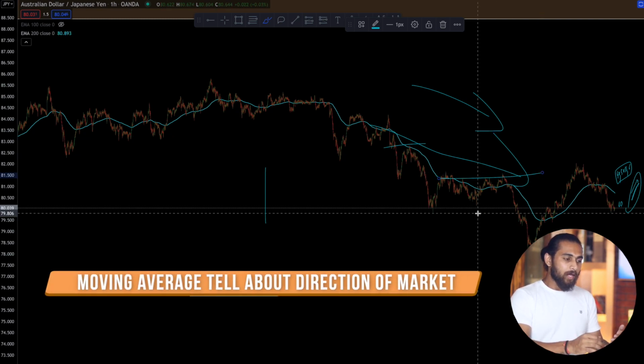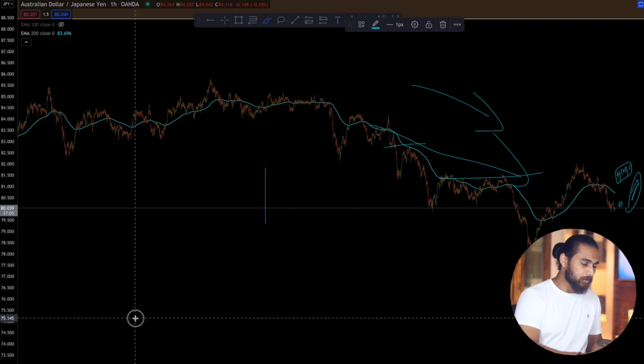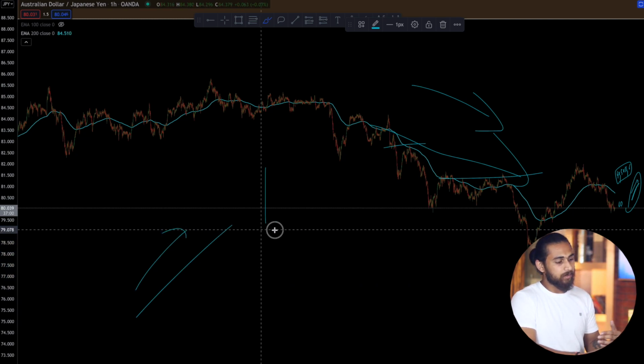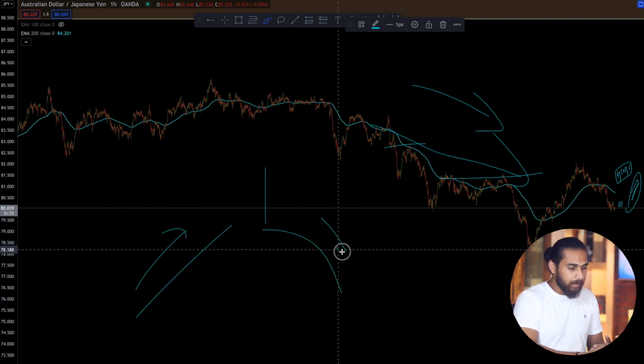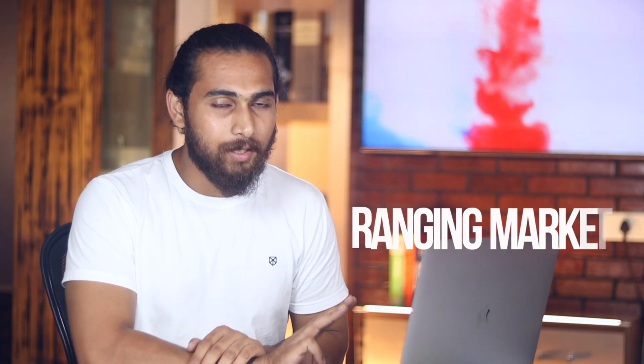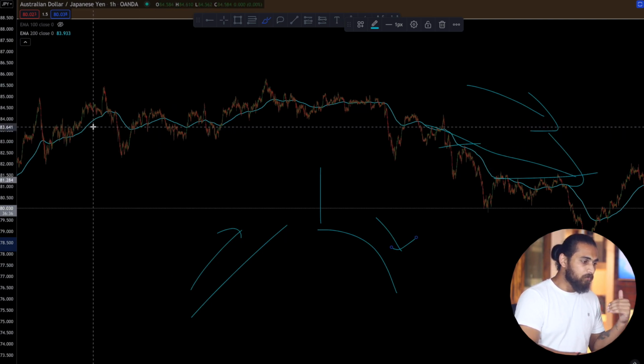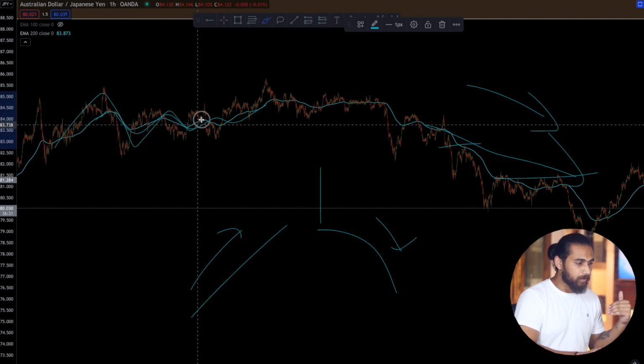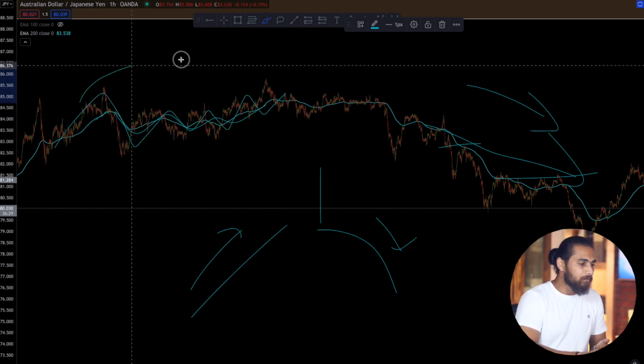So the moving average also tells us about the direction of the market. That is, when the slope of the moving average is up, the market is in an uptrend. When the slope of the moving average is down, the market is in a downtrend. It also tells us about the third type of market, the ranging market. When the moving average is moving sideways like this, and the price is not respecting the moving average and is moving sideways, then we have a ranging market. So this is how traders use the moving average, and this is the psychology behind it.